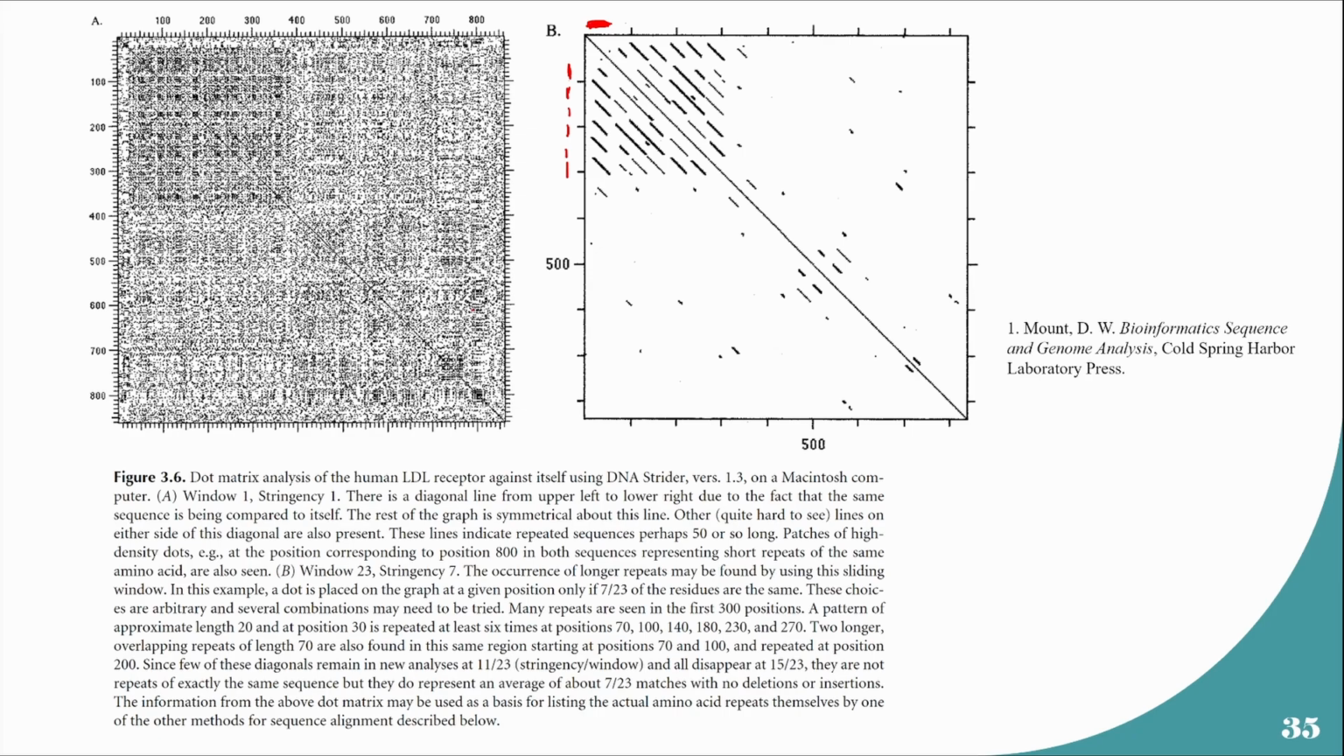So this particular case was the case for a human LDL receptor, and initially you had this very cluttered plot, right? But after doing it with window size 23 and stringency of 7, these longer repeats were found by the sliding window method, basically. So again, modifying this window size and stringency and trying to identify what leads to a better visualization is also important. And not only comparing different sequences, but comparing the same sequence can also give some insights.